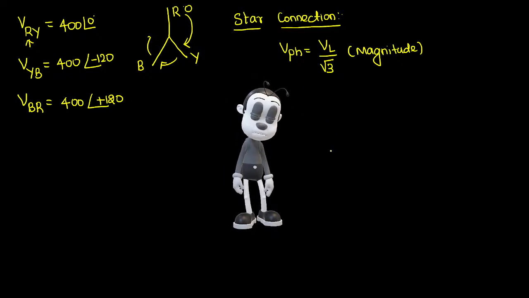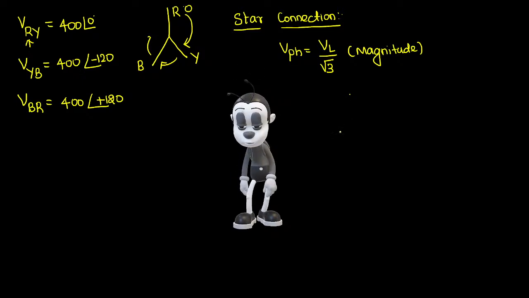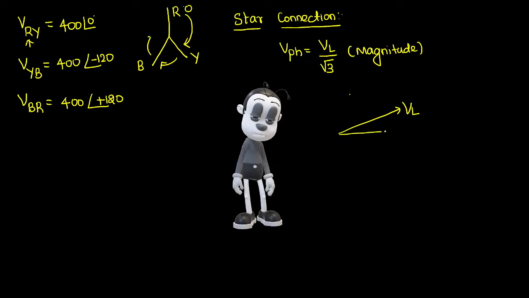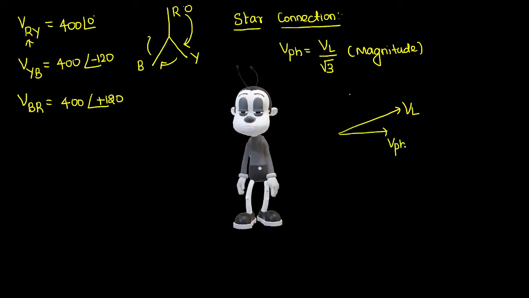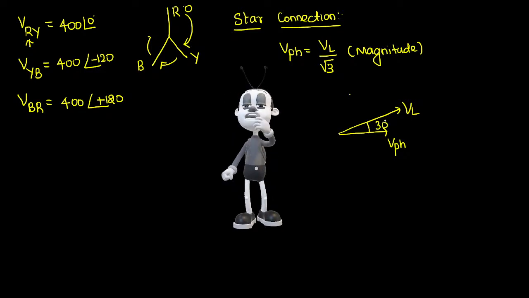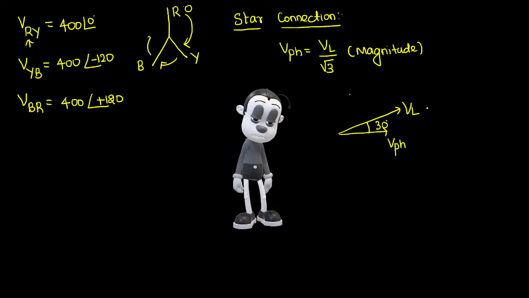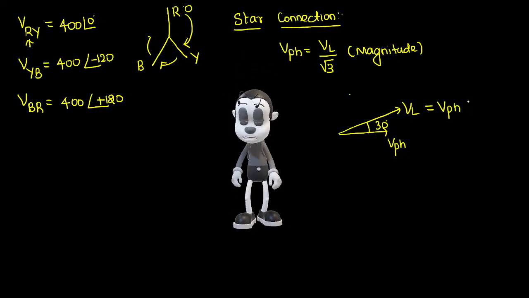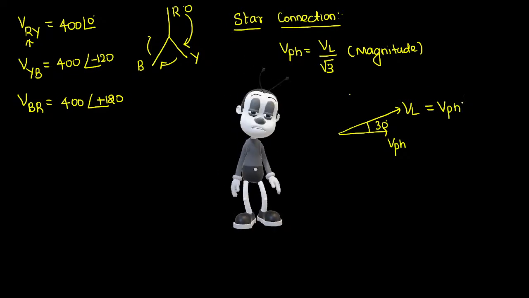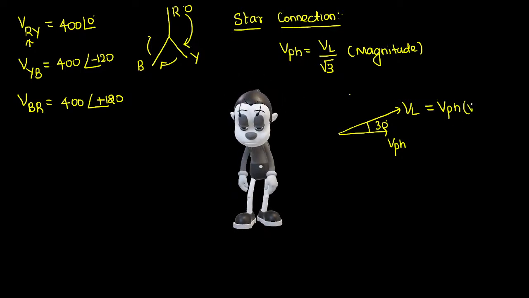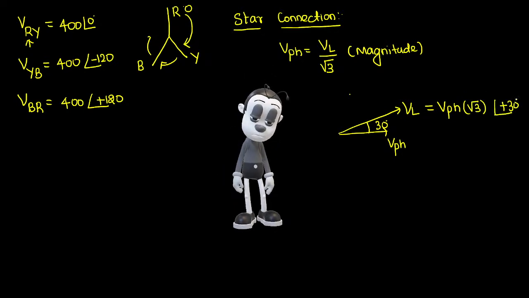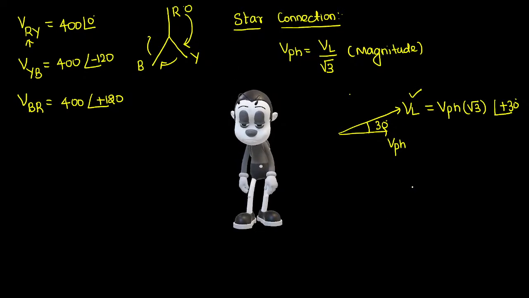Basically, in case of star connection, do remember this: always, if you observe, line voltage will be 30 degree leading from the phase voltage. So we can write line voltage equal to root 3 times the phase voltage, at an angle of plus 30 degree. Directly the magnitude will not be the same. This is how we are writing the expression for line voltage.